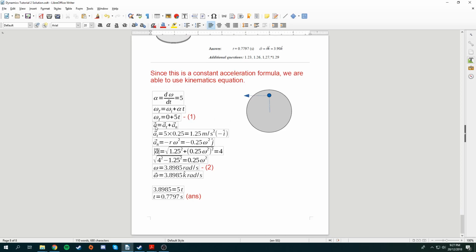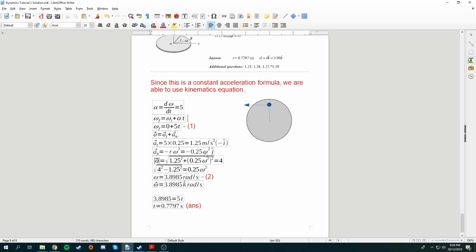The acceleration can be broken into two parts, the tangential acceleration and the normal acceleration. Tangential acceleration is just 5, which is the angular acceleration, crossed with the radius, and I will get 1.25 meters per second square in the negative i direction. And the normal acceleration is just the centripetal acceleration, which is negative r omega square equals negative 0.25 omega square. I don't know what omega is, but I leave it as it is.